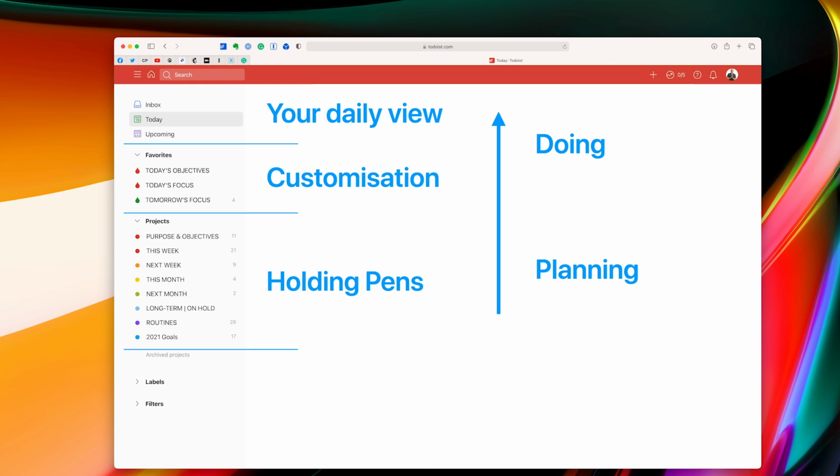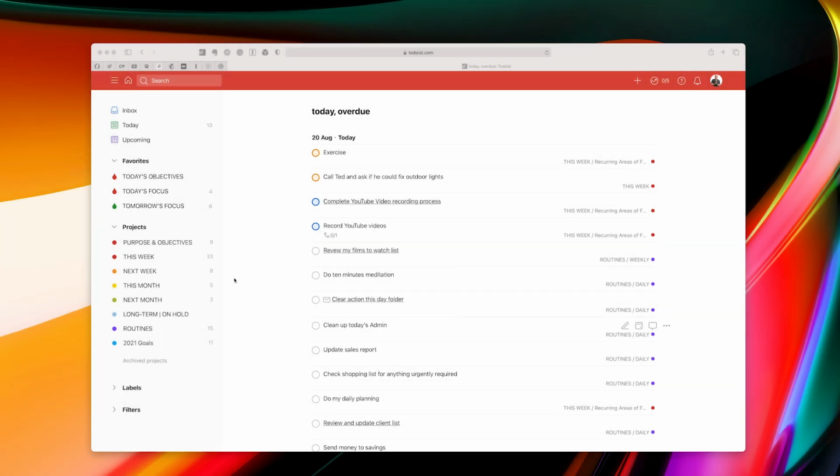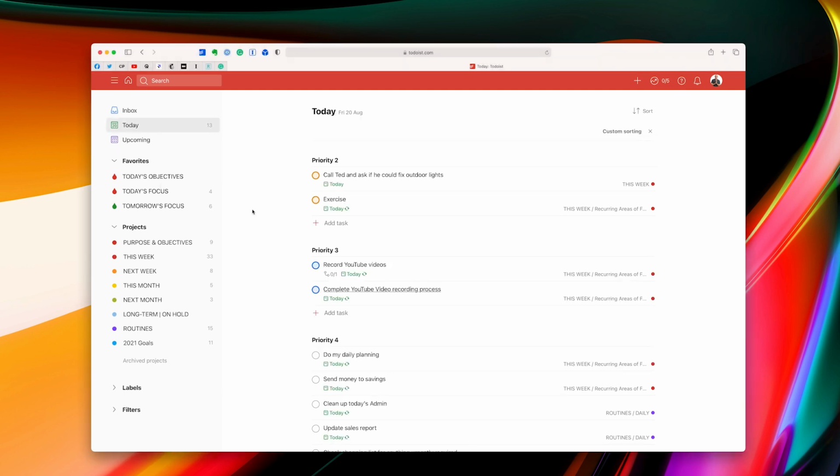So let's take this into my Todoist as it stands, my demo account as it stands today. So let's go back into this though. We've got the project view here, we've got my custom view here, and we've got my today. So this is really the only thing that matters.